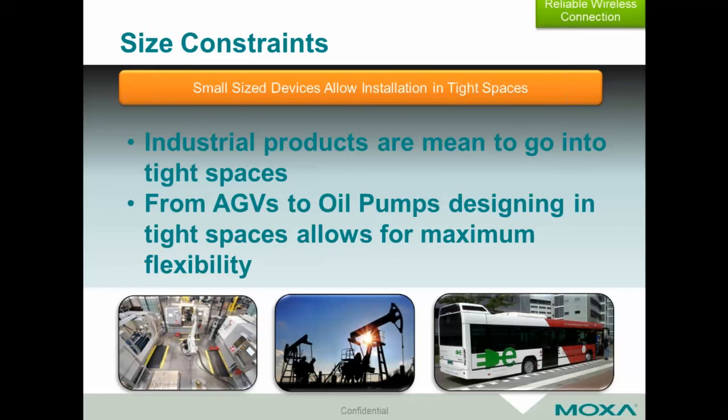So you can find them in many different form factors. Some of them are the size of cigarette packs. Some of them are long and narrow to fit onto DIN rails. You can even find industrial communication devices that are rack mount if you so desire. But the nice thing about industrial products is that you do have the ability to fit into almost any kind of space.